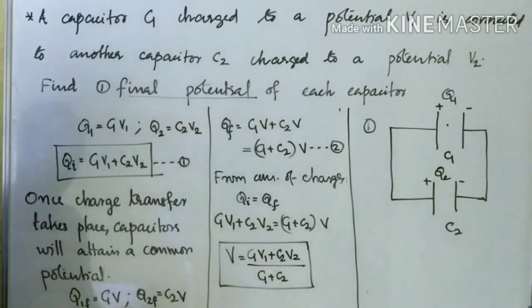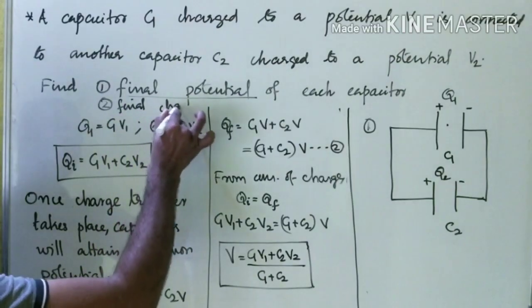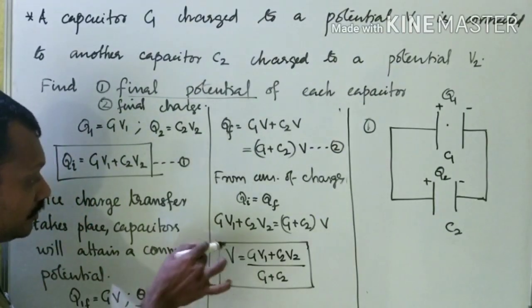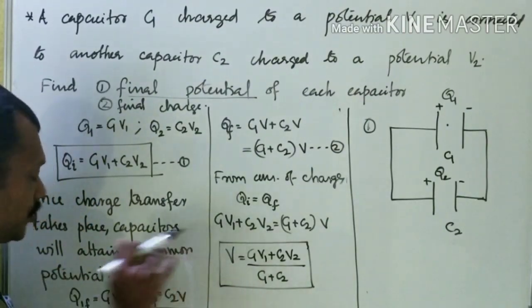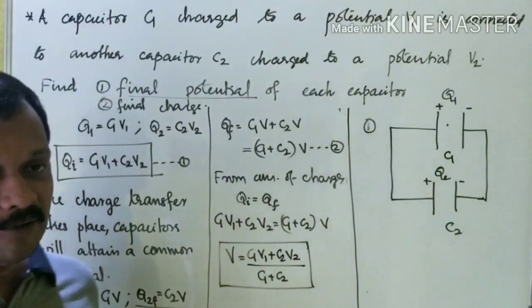Now the second part of the question is the final charge on each capacitor. Now it's very simple. That I leave to you only. Final charge on each capacitor, Q1F is equal to C1V, Q2F is equal to C2V. You got the value of V. You can easily find out Q1F and Q2F. That is your job now.